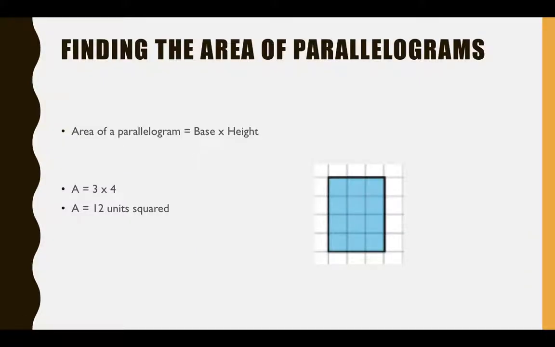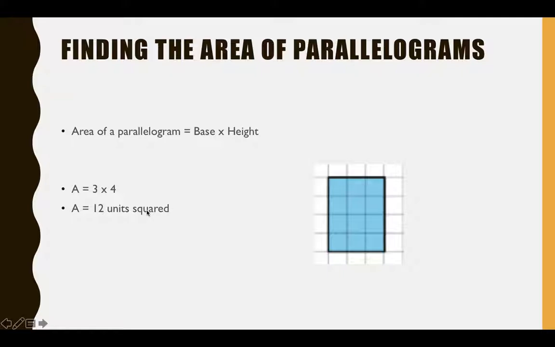So now we know what parallelograms are. It's important for us to know how to find the area of parallelograms. Remember in class we talked about the formula for finding the area of a parallelogram. In order to find that, we multiply our base by our height. So in this shape right here, as we have a parallelogram or a rectangle, I notice that our base is 3 and our height is 4. This shape is 4 units tall. So I multiply 3 by 4 and I get 12 units squared.